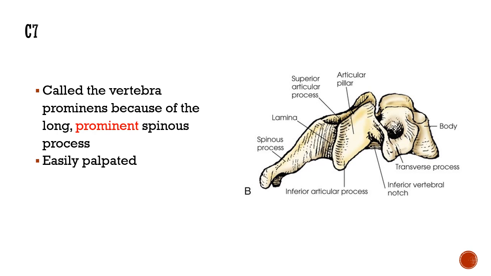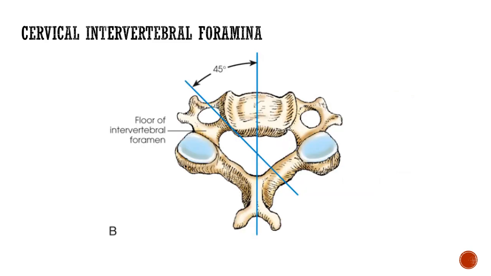C7, the difference between it and C3 to C6, is that it has a long spinous process, and that is a very prominent process, which is why it's called the vertebral prominence. It's easily palpated.